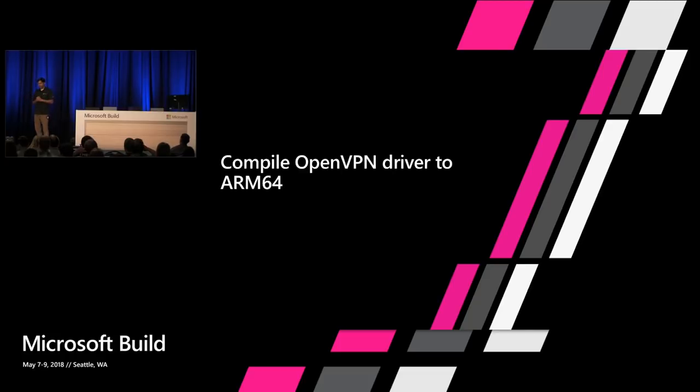And we tried to recompile it to ARM64, right? As the name implies, OpenVPN is fully free open source. The source is entirely on GitHub, right? And so we downloaded the source, and we rebuilt it for ARM64.